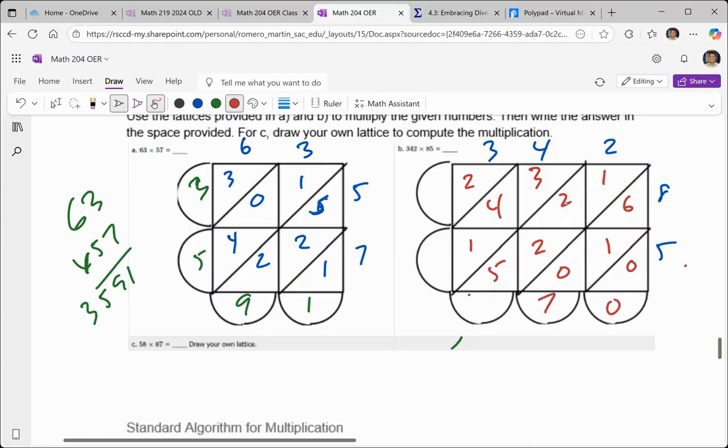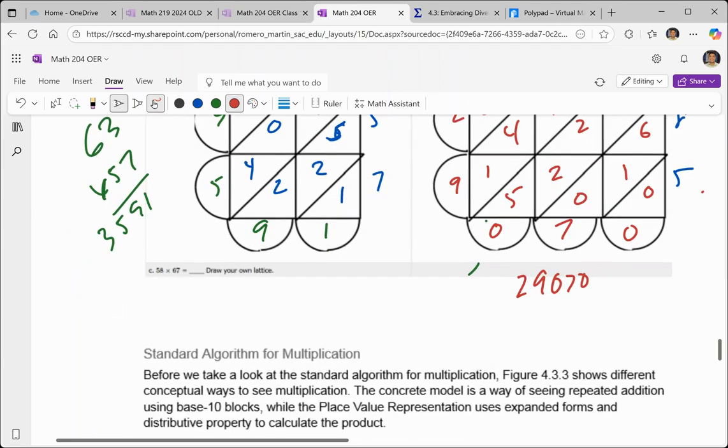Notice what I have. 3 plus 2 is 5, plus 5 is 10. I could put the 1 here or over here because I have an extra 1 to put in there. I'll put it on top since it's kind of like our standard algorithm. 4, 8, 9, 2. So now I know my answer to this is 29,070. It's that easy. That's it.